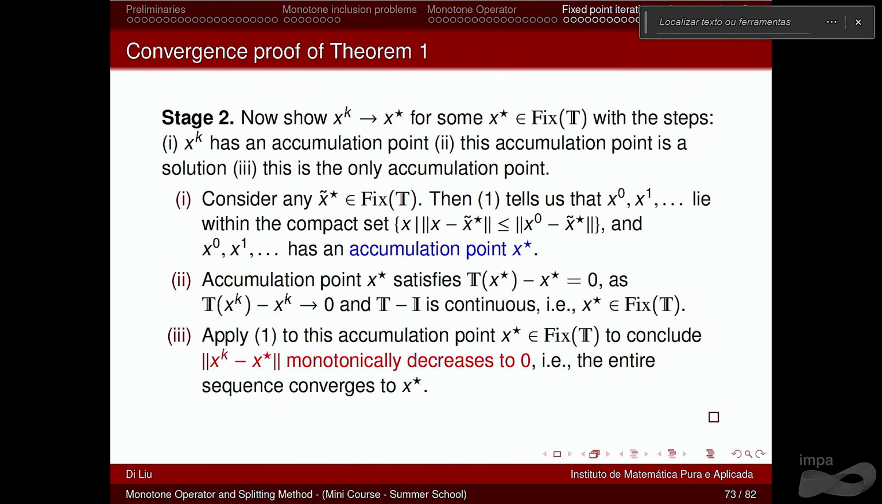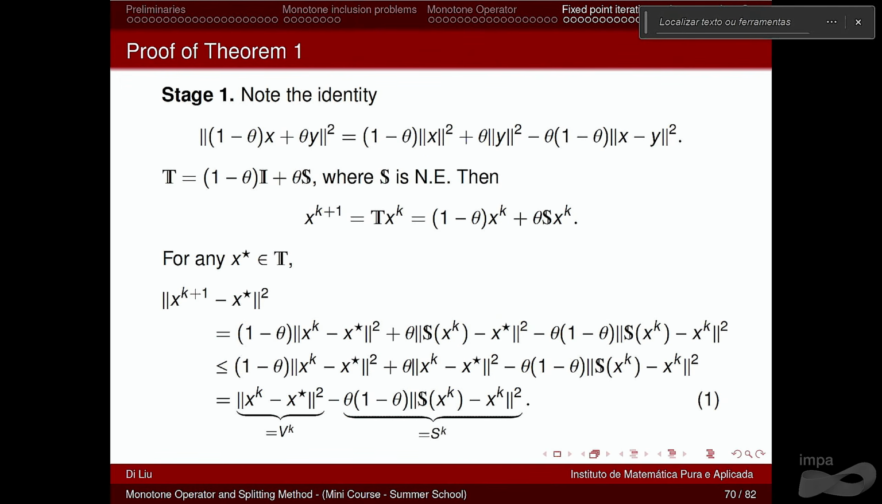Let's just summarize a little bit. First, we have this very important inequality. The inequality comes from the definition of the operator T and the non-expansiveness of operator S. We use the property of non-expansiveness here on the second term in the first inequality.